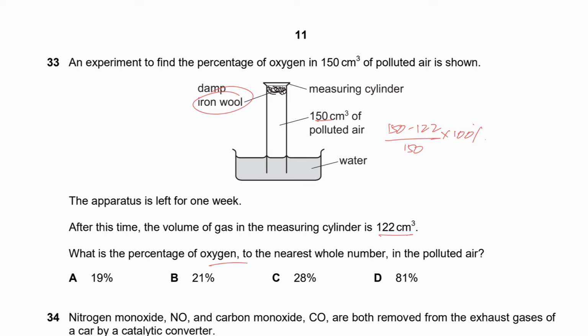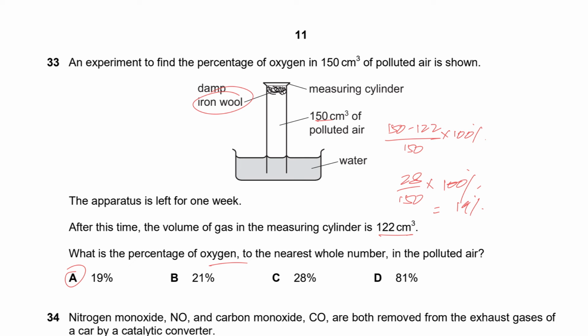So 150 minus 122, that gives me 28. 28 divided by 150 into 100%. If I'm not wrong, that will give me around 19%. If I'm not wrong, let's also calculate this.